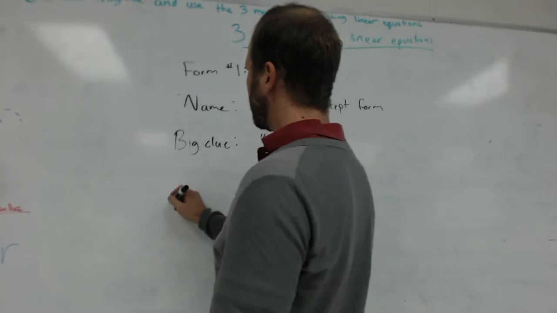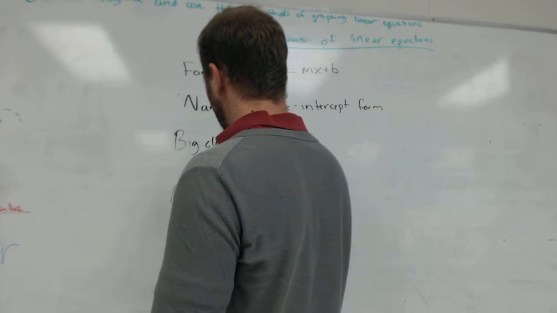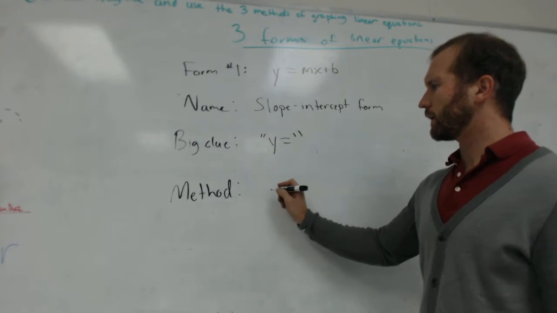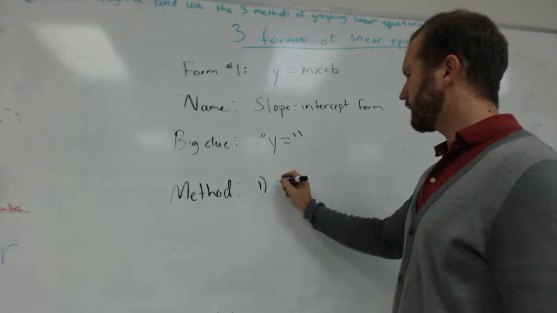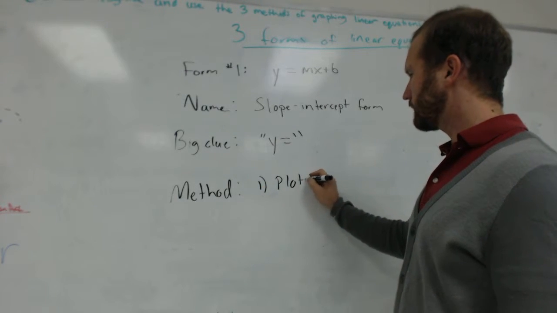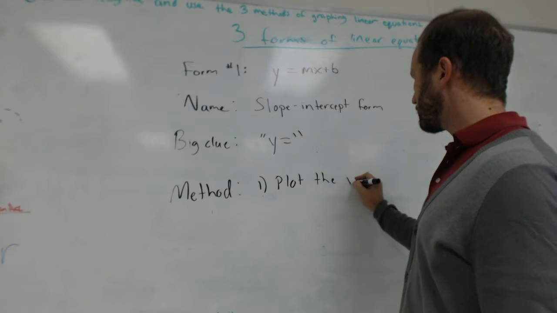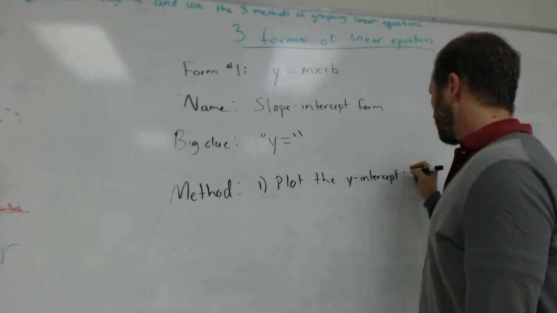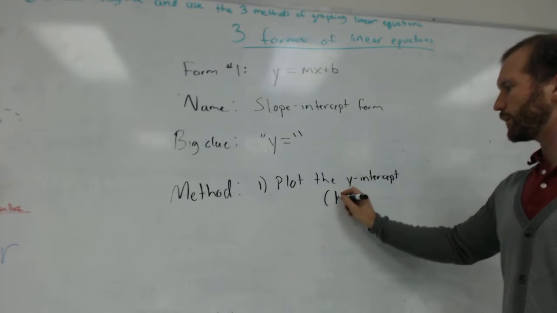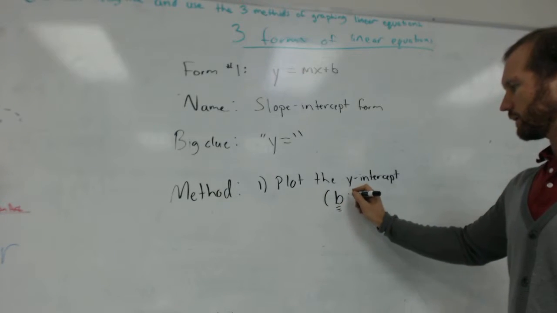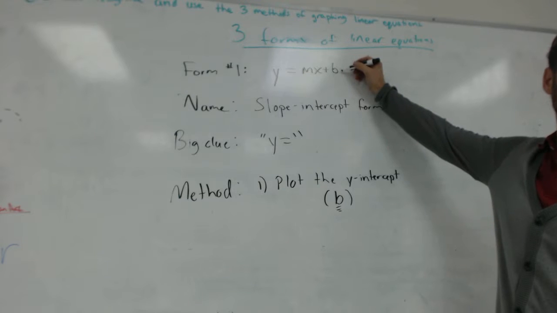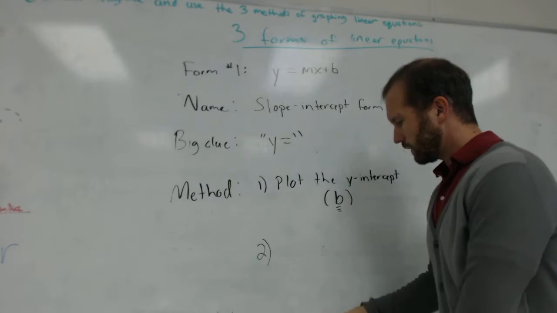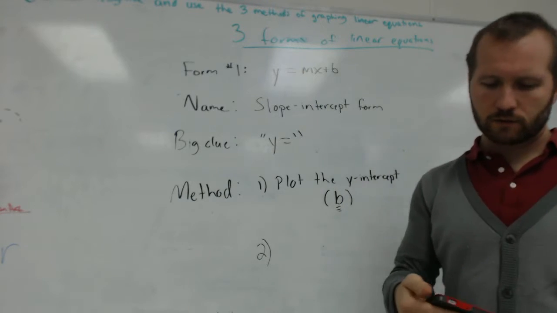And our method for graphing this is step one, plot the y-intercept, which is b in this equation. Step two, I have to answer this.